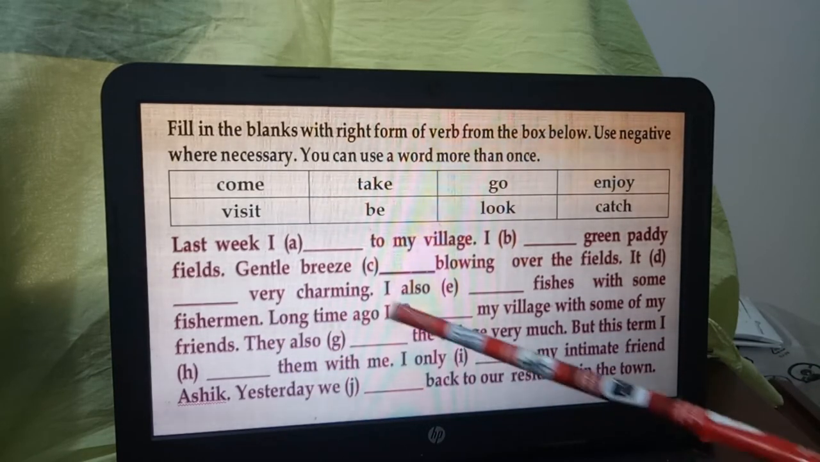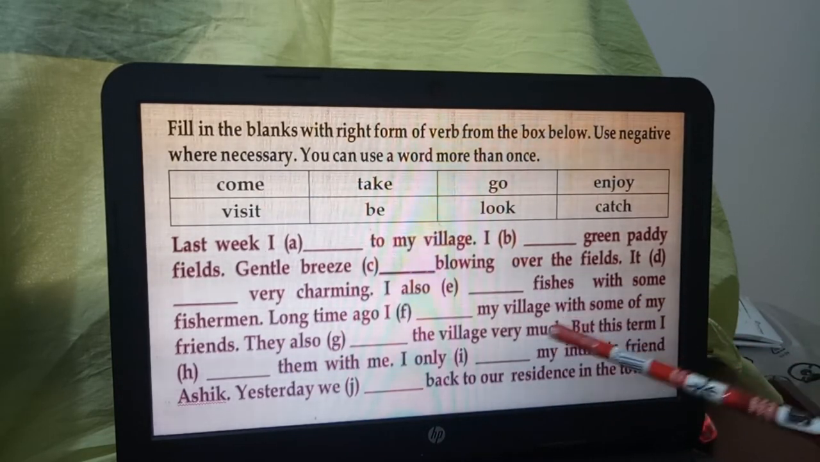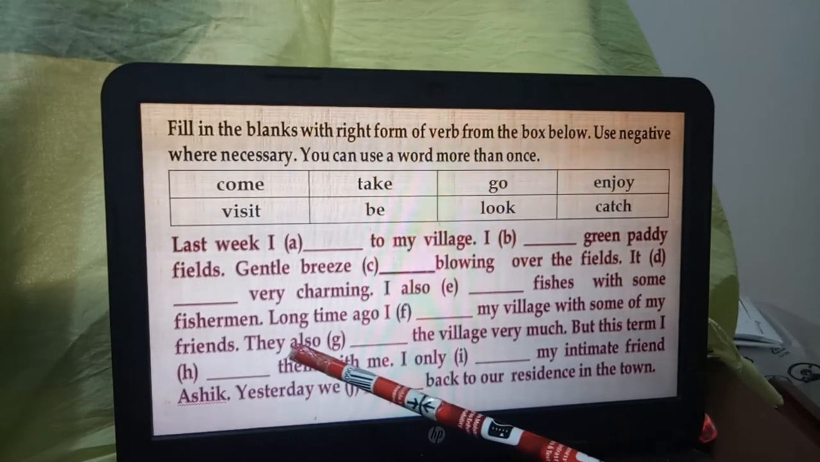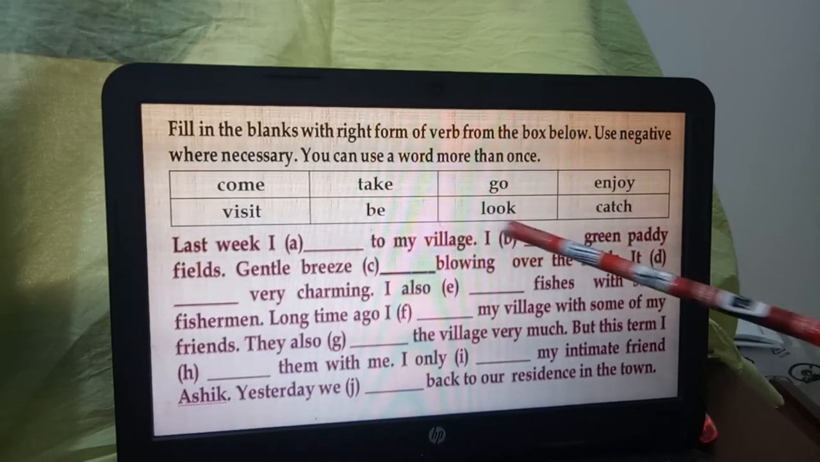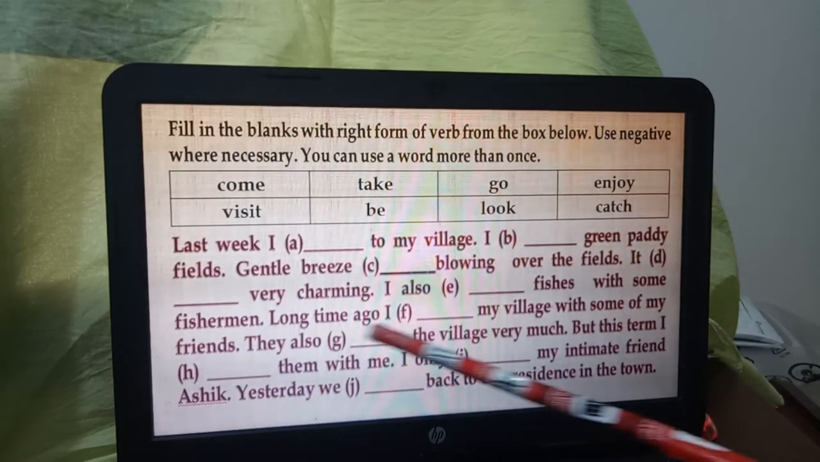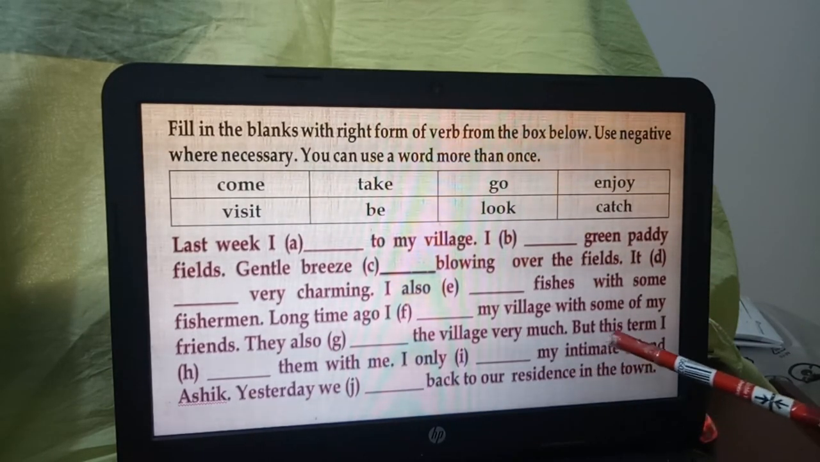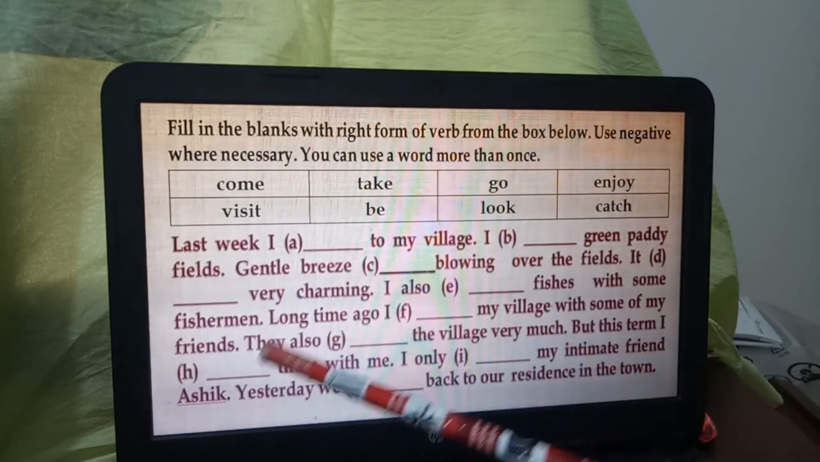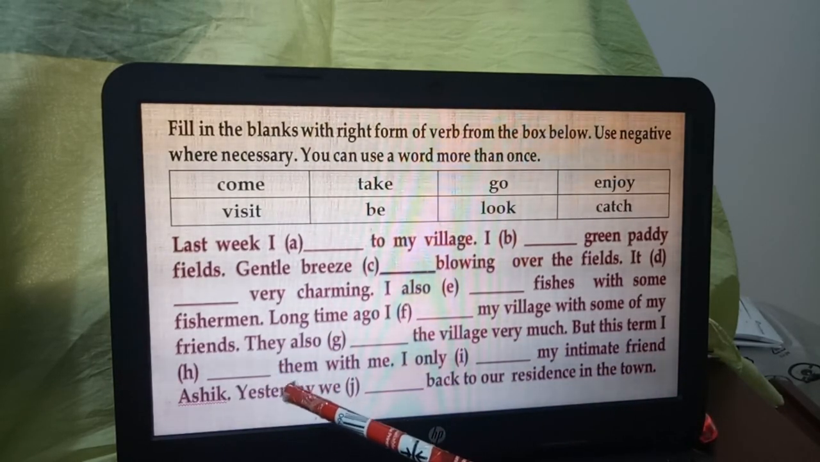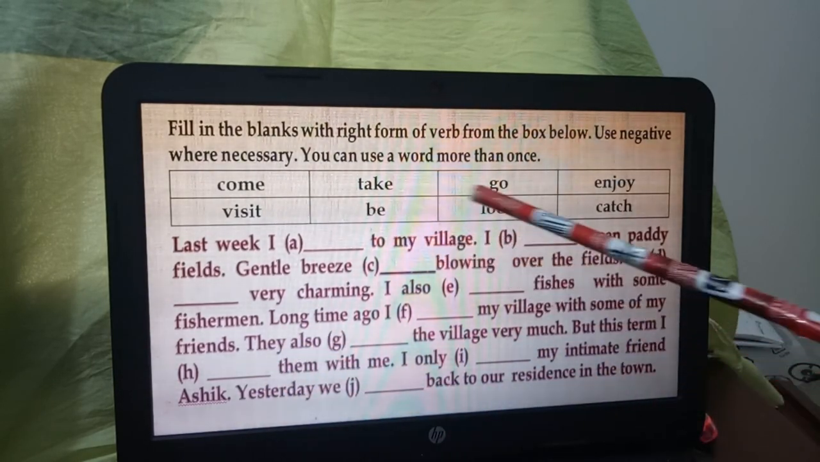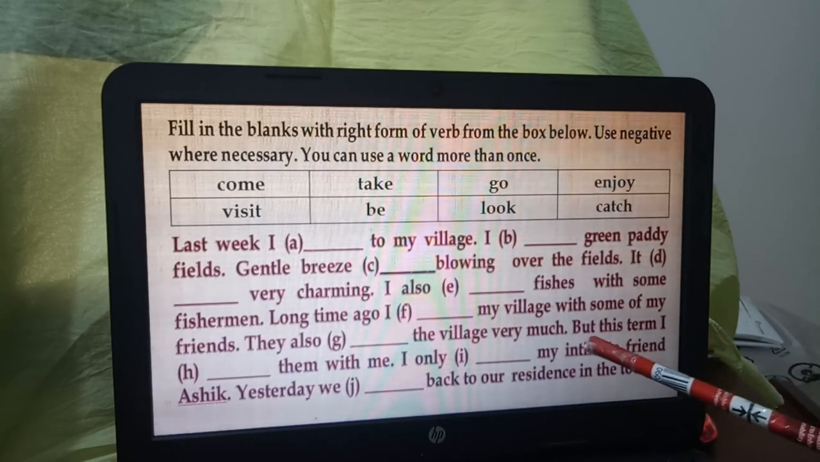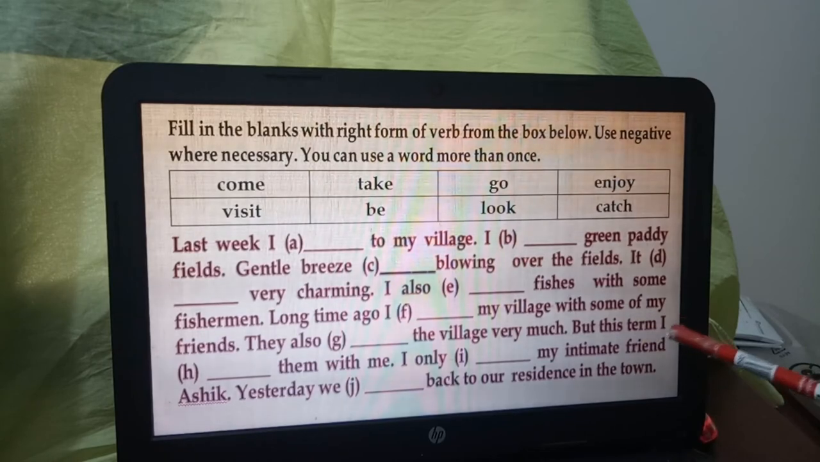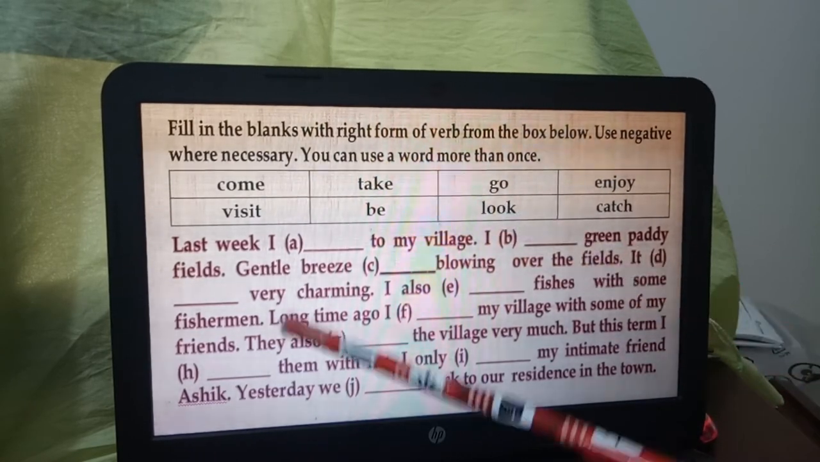Long time ago, I visited my village with some of my friends. They also enjoyed the village very much. But this time, I didn't take them with me.